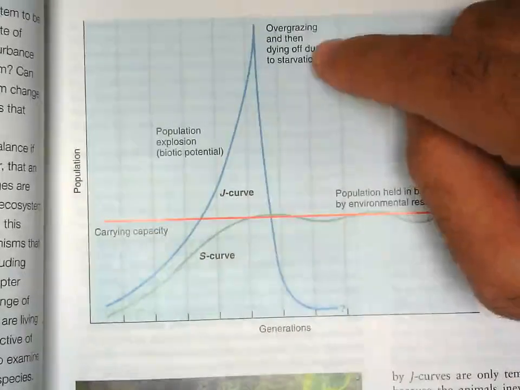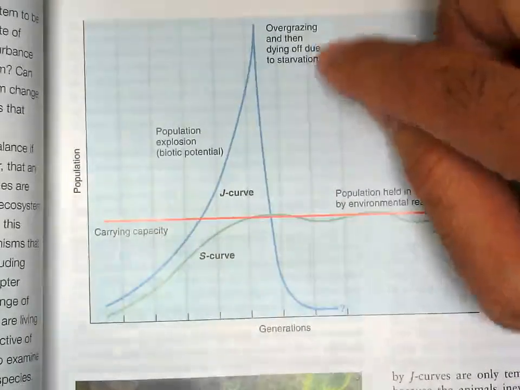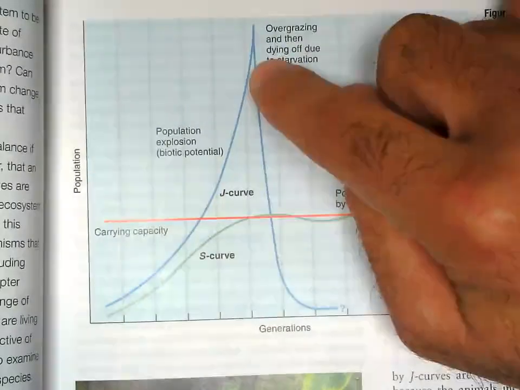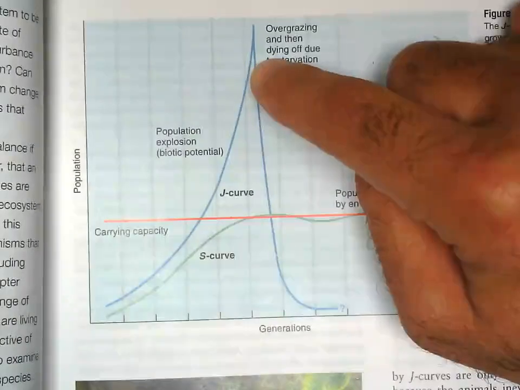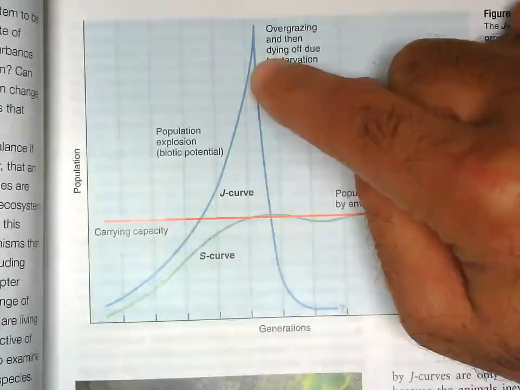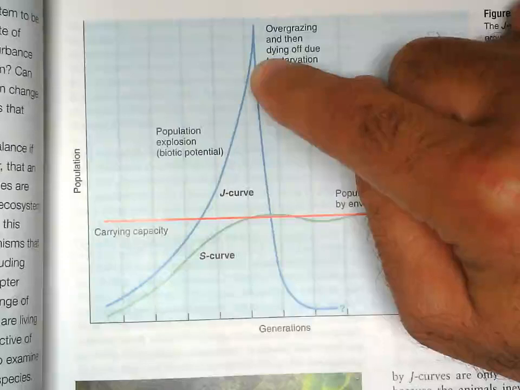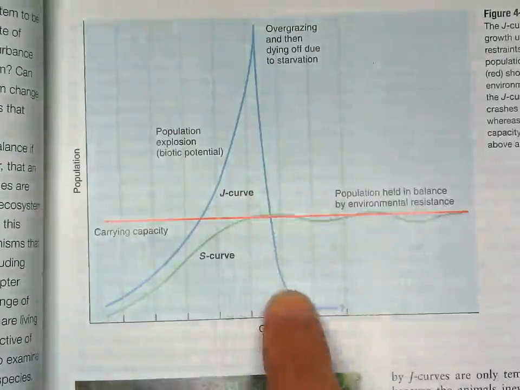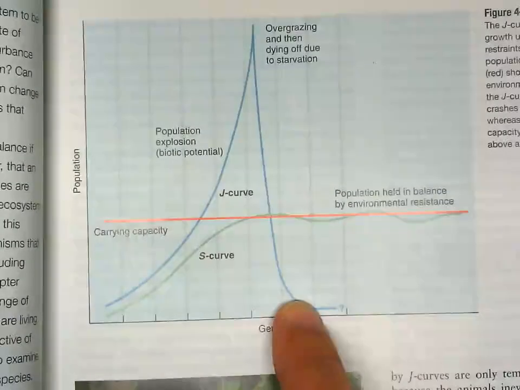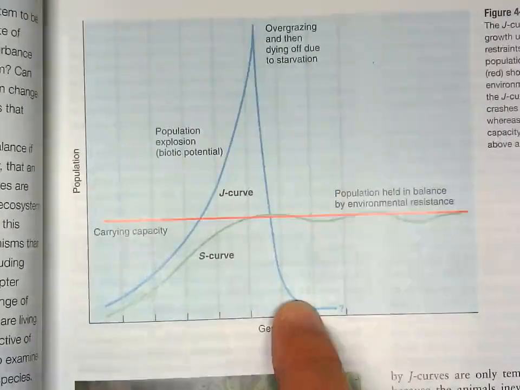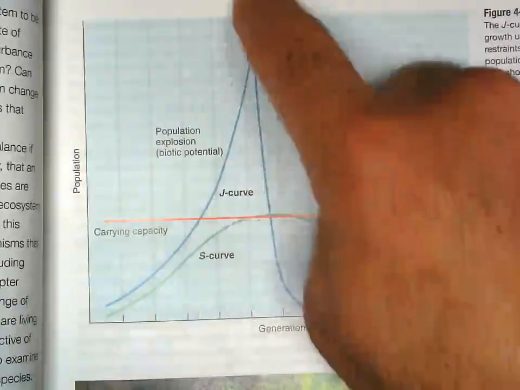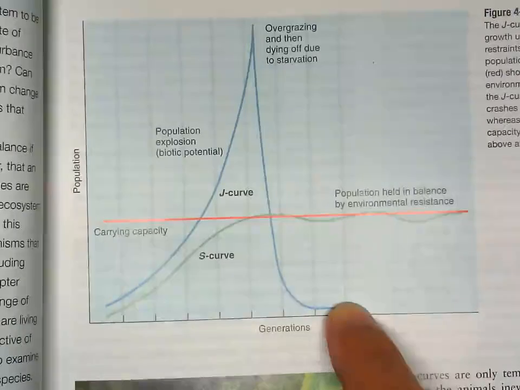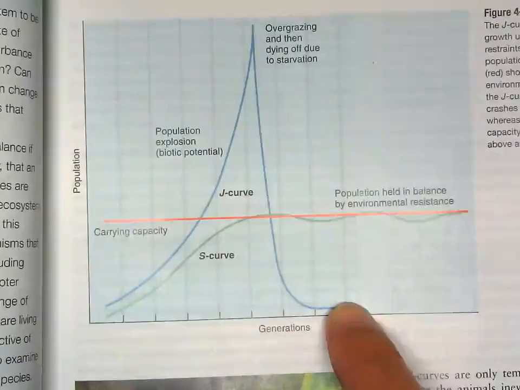So then what happens is, like it says here, overgrazing and dying off due to starvation. You get a lack of resources, and now all these animals in the population, or plants or whatever it is, can't survive because of lack of resources. So you get a super fast population drop, plummeting. Okay, so you get this population explosion, and then boom, population crash. That's in a J curve, exponential growth.